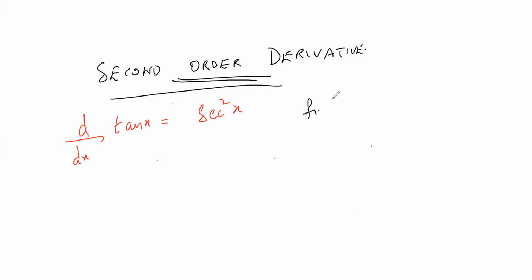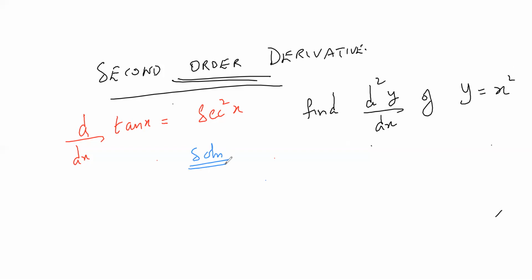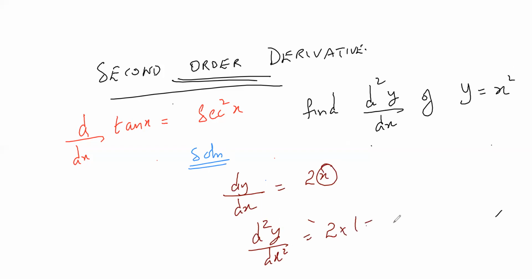For example, they are telling find d square y by dx square of y is equal to x square. So normally what we do for this question, solution: dy by dx. X square differentiation is 2x, right? Now one more time I want to differentiate. D square y by dx square. So what is 2? A constant. What is differentiation of x? 1. So answer is what? 2. So we have to double differentiate the same thing. Is it clear for everyone?